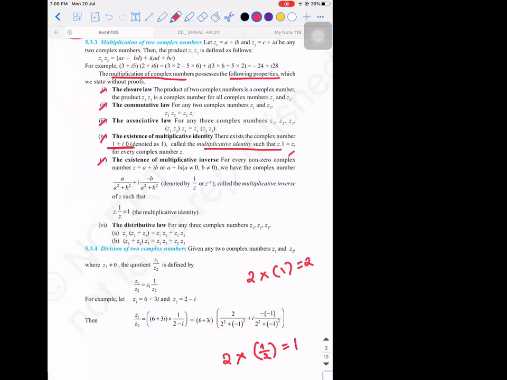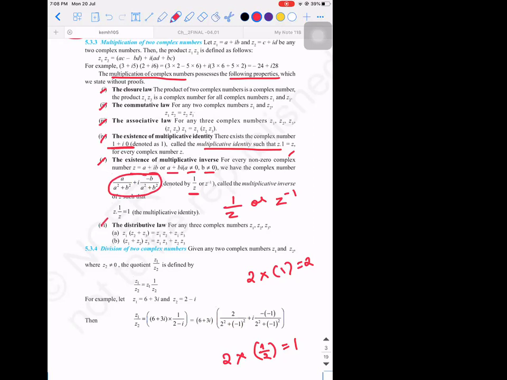For every non-zero complex number z equal to a plus ib, where a is not equal to 0 or b is not equal to 0, we have the complex number a divided by a square plus b square plus i into minus b by a square plus b square, which is denoted by 1 by z or z inverse. You read it as z inverse. It's called the multiplicative inverse. Are you guys able to understand this? I will tell you how this formula has actually come. Don't worry about it.